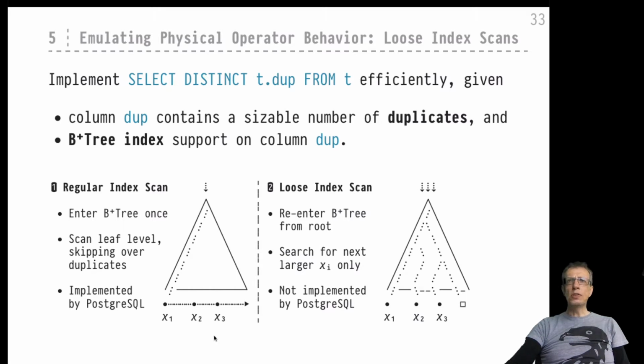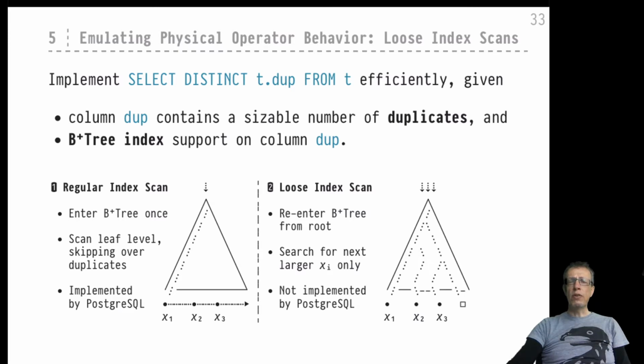We could use the same B plus tree index structure, which of course is already present in PostgreSQL, to evaluate this select distinct query in a different fashion. In this alternative implementation, we would make better use of the fact that this is indeed a search tree that we can repeatedly search for particular t.dub values in the beginning.